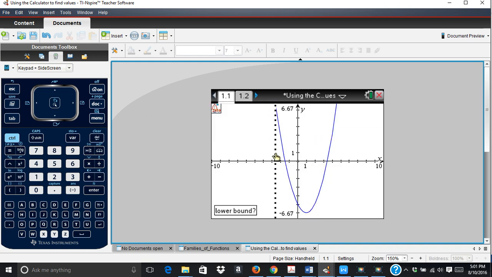Now it asks me to mark a left bound and a right bound. So I surround it and then it gives me what the intercept is. I could do the same with the right hand side, same idea. Make sure you only include where it crosses, otherwise it won't work.